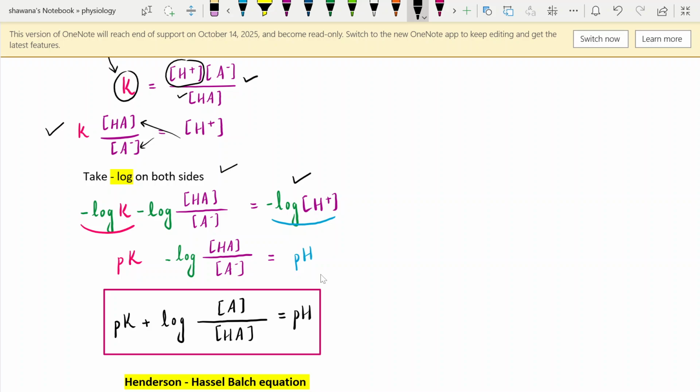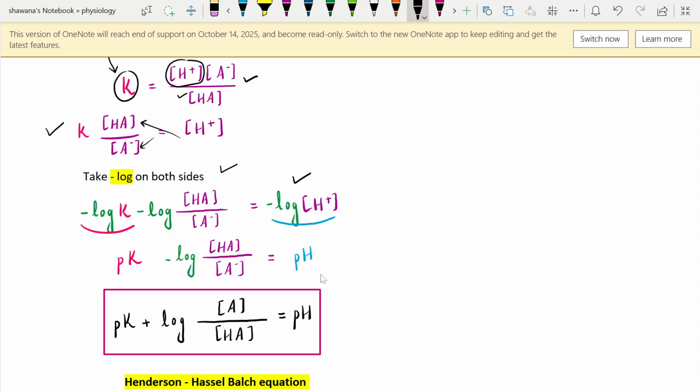And that's the final form of our Henderson-Hasselbalch equation. It's pH equal to pK, but where has the positive sign come from, because it's a negative sign? So how are we going to deal with the negative sign? We can just change it into positive, and when we change the negative log to a positive log, the fraction is inverted. So A negative becomes the numerator and HA the denominator, and this is equal to pH.